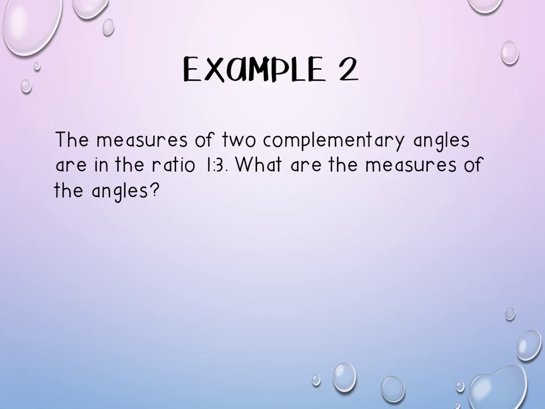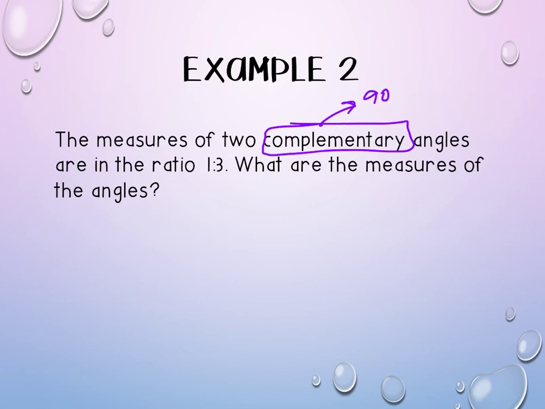All right, example 2 says the measures of two complementary angles are in the ratio of 1 to 3. What are the measures of the angles? There's a couple different ways to set this up, okay? But first of all, I need to know vocab. What does complementary mean? It adds up to 90.